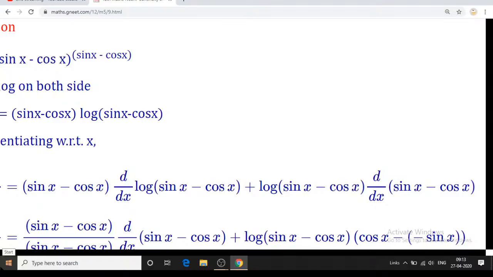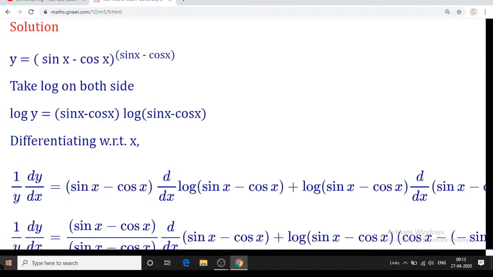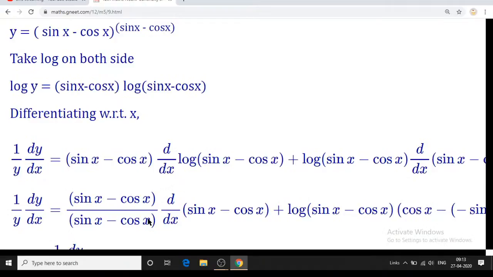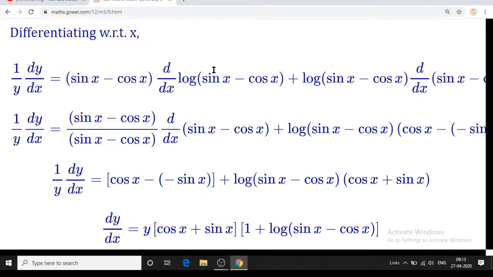Now when we simplify this, 1 upon y dy by dx is equal to (sin x minus cos x), the derivative of log is 1 upon the bracket, which remains as it is, times the derivative of (sin x minus cos x), plus log of (sin x minus cos x), which remains as it is, times the derivative, that is cos x minus of minus sin x. So here this will get cancelled. Now we get cos x minus of minus sin x plus log of (sin x minus cos x) times (cos x plus sin x).